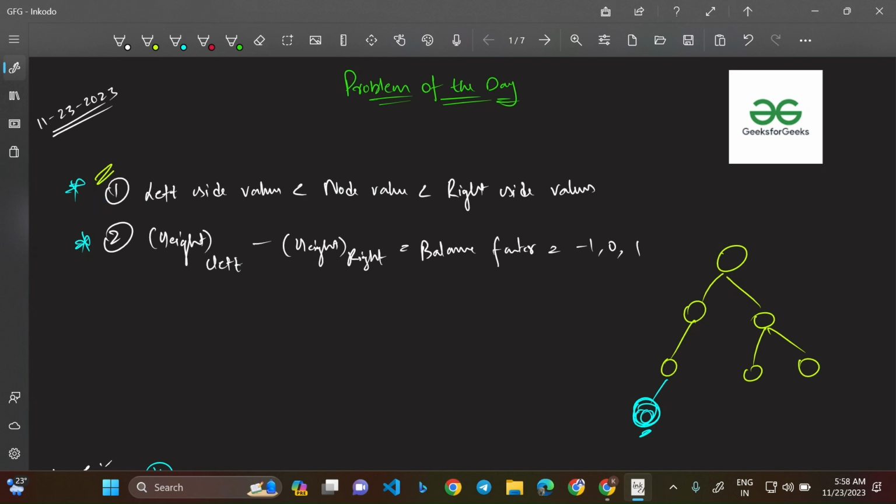But when you see the second rule, you see that the height here is 2 and the height here is 0. So 2 minus 0 is equal to 2, which is not correct. It must be only minus 1 or 0 or 1. Now you will try to satisfy the second rule.